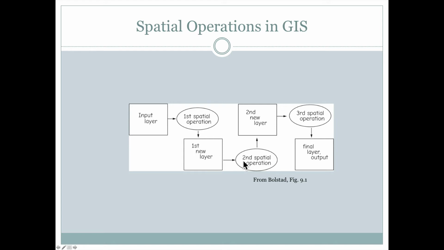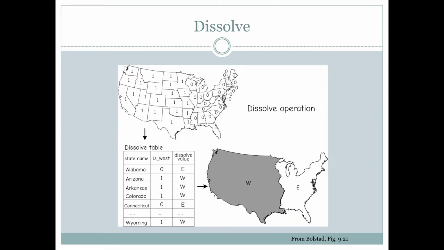You can then take that layer, put it into a second spatial operation, a second tool, and get a new layer out, and then put that second new layer that you didn't have a few minutes ago into a third spatial operation or tool and get a final output layer here. So when we do analysis with GIS, this is the way that we often do it. Let's look at an example in the dissolve command.